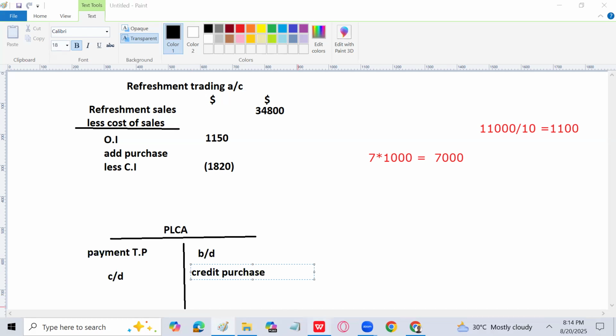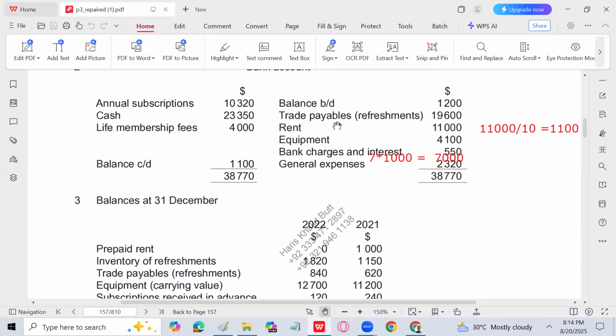Here, one thing should be kept in mind: if anything is mentioned, even if trade payables are not mentioned, and only refreshment is given, remember this: if the simple word refreshment is given, it means that it is payment to trade payables for refreshment. It is not purchases. Even if it is written refreshment purchases, it is not refreshment purchases. It is payment to trade payables for refreshment. When opening and closing trade payables are given, we treat the amount written for refreshment purchases in the bank account as payment to trade payable.